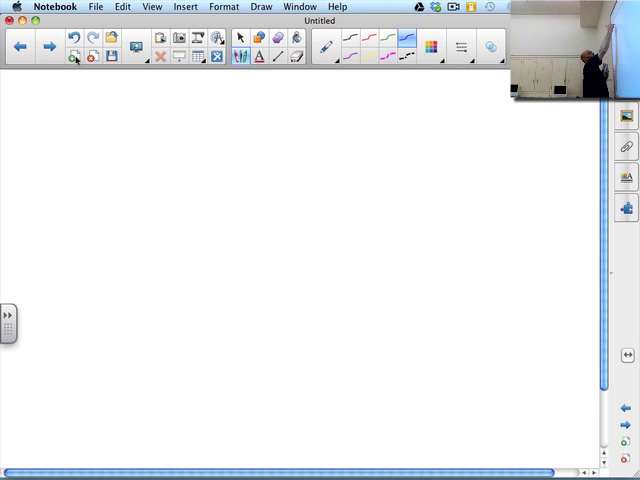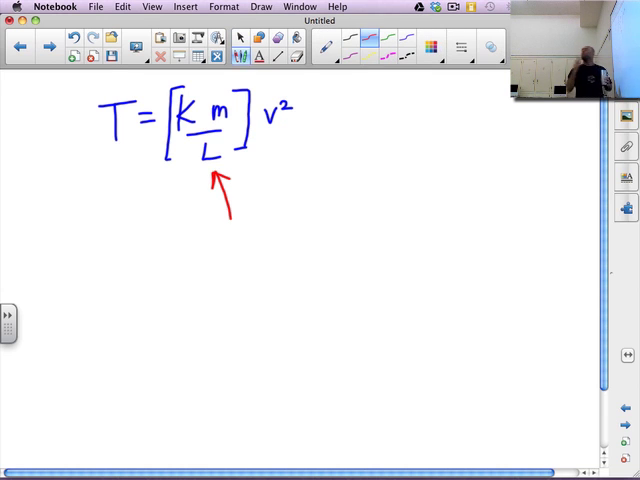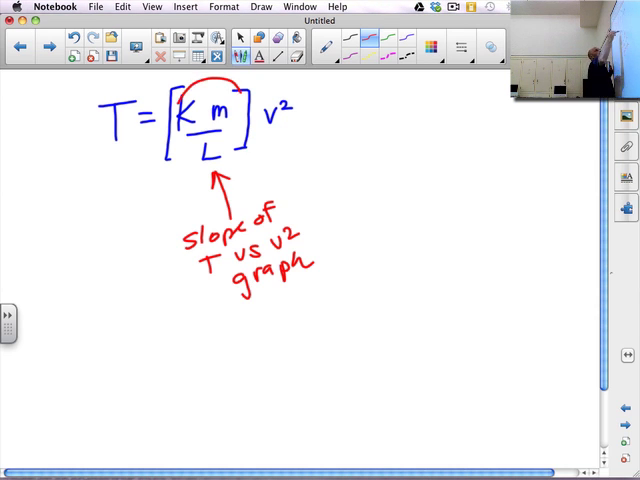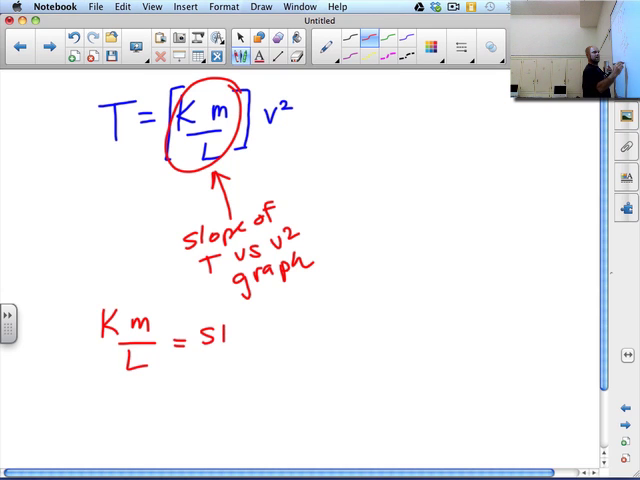So I rearranged my equation a second and third way. I rearranged it as km over L times v squared. Remember that? And I would argue that this is the slope of which graph? V squared. Good. Slope of t versus v squared graph. So you have everything you need. This is what you use to solve for k. K m over L has to equal slope of t versus v squared.